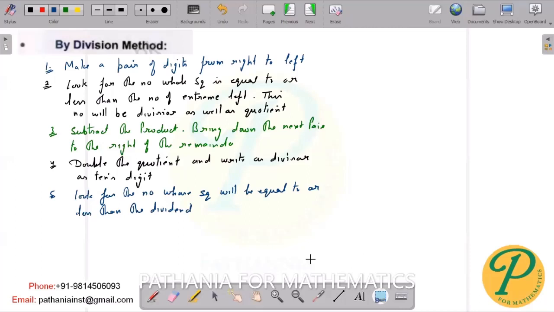Now, we try to find out the square root of 625. First step, make pairs of digits from right to left. As I usually said, if they are even in number, then all are in even pairs. But if they are odd in number, then you are left with a single digit. Next, look for the number whose square is equal to or less than the number.